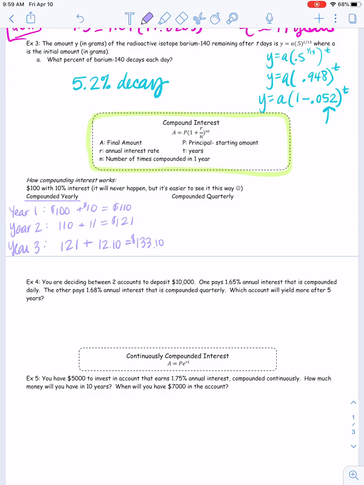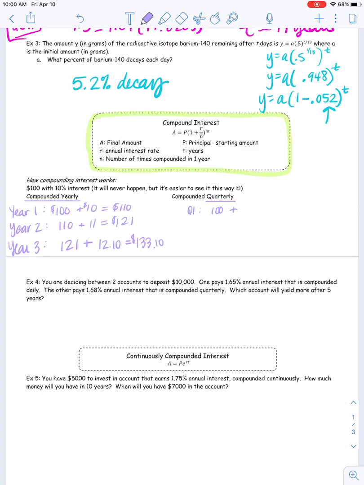Okay. If we were compounding quarterly, that means 4 times a year. So every 3 months, it would be 4 times a year, right? So how does that work? Well, in quarter one, we have our $100 that we start with.